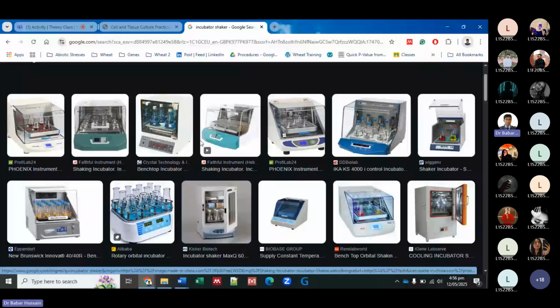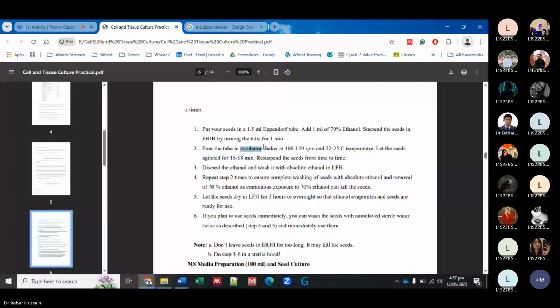So what you can do is put your Eppendorf tubes in. These are the bigger places, but there are sockets as well where you can place your Eppendorf tubes. You will set the temperature to almost 22 to 25 degrees centigrade, and you will set the shaking at 100 to 120 RPM. This is effective. If you set it to 200, due to high speed, the seeds can be damaged. So usually you will let the seeds agitate for 15 to 18 minutes.